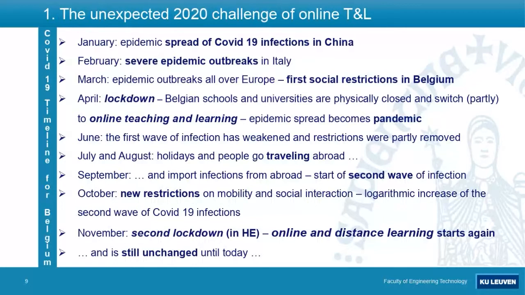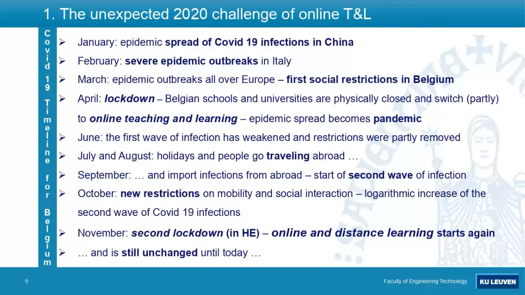Some history of the 2020 year. In January, we had the first signs of the spread of the COVID-19 infections in China. And it was only since the month of February that we had the first severe outbreaks in Italy. We make a jump to March, and then we see in our country, in Belgium, we already had the first social restrictions, and we had the first lockdown in the month of April. First lockdown means that all Belgian schools and universities were closed, and they had to switch to online learning and teaching, except for primary school where there were some minor exceptions.